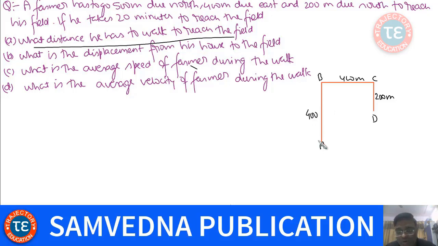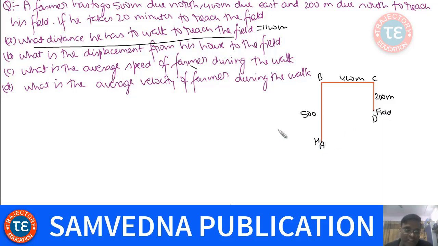The distance he has to walk is this 500 plus 400 plus 200, that is 900 plus 200, 1100 meter. Then the question is, what is the displacement from his house to the field? Suppose here is the house and here is the field.